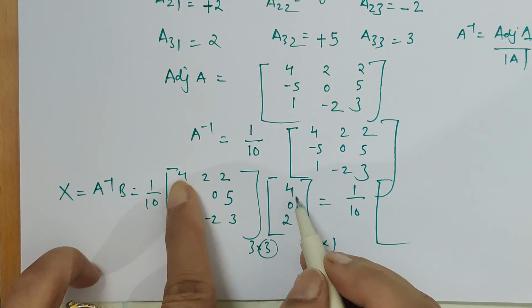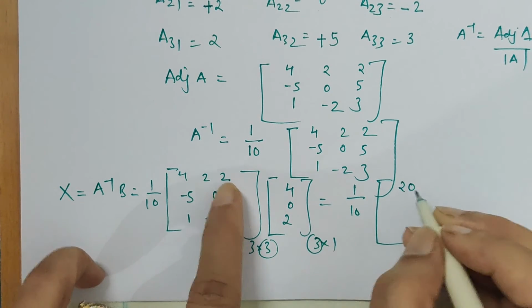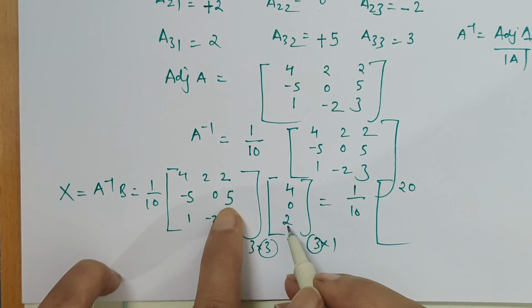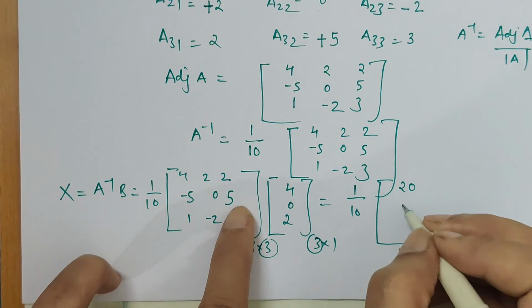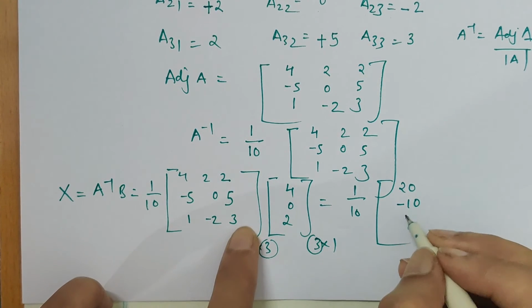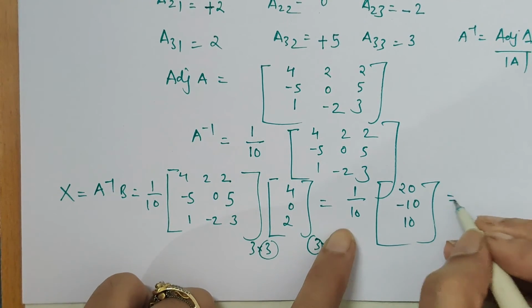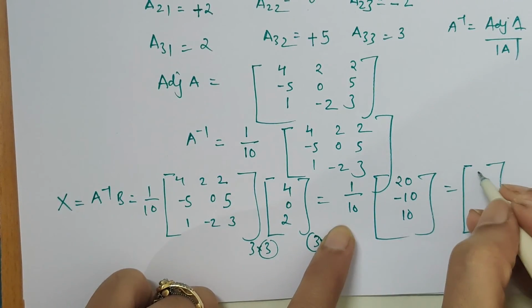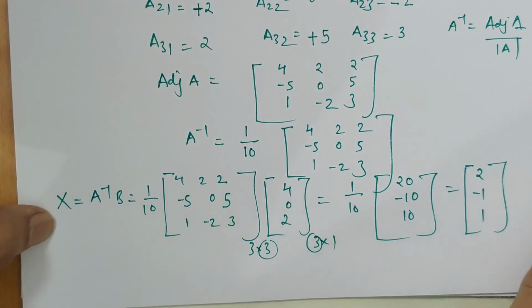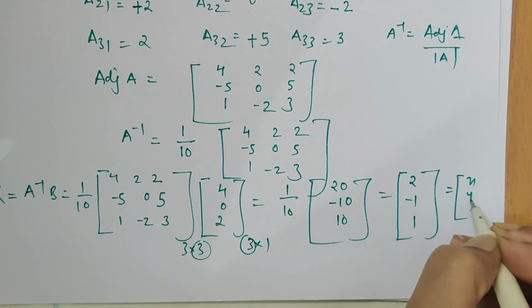4 fours are 16, this is 0 and this is 4. So 16 plus 4 is 20. Next is minus 5 into 4 is minus 20, then plus 10; minus 20 plus 10 is minus 10. Then next is 4, this is 0, this is 6, so 4 plus 6 is 10. Now as we know 10 is in division, each element will be divided by 10. So the answer left is 2, minus 1 and 1. So X is equal to 2, minus 1, 1. What does it mean? It means these are the values of x, y and z.